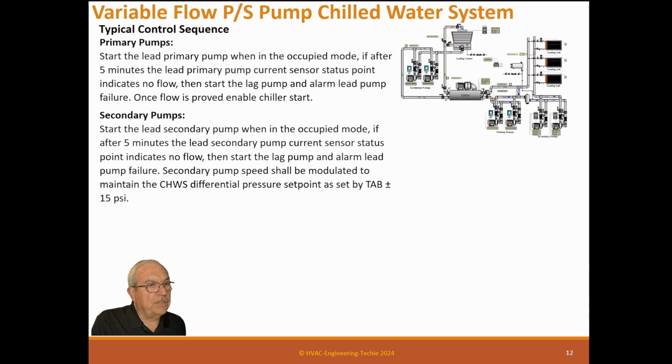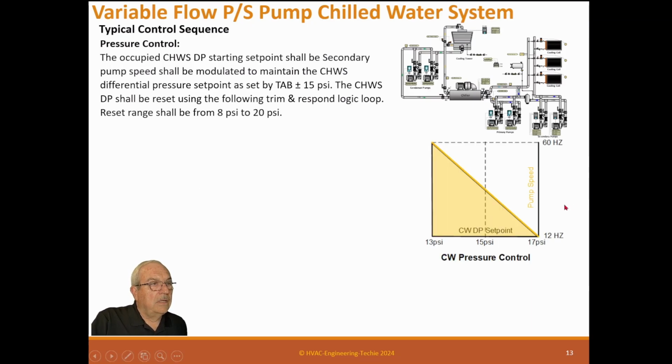Secondary pump speed shall be modulated to maintain the chill water supply differential pressure set point as set by TAB, plus or minus 15 psi. Be higher or lower depending on the system. All right, pressure control. The occupied chill water supply differential pressure starting set point: the secondary pump speed shall be modulated to maintain the chill water supply differential pressure set point set by TAB of 15 psi. The chill water supply set point is reset using the following trim and respond loop. Reset range should be from 8 psi to 20 psi.